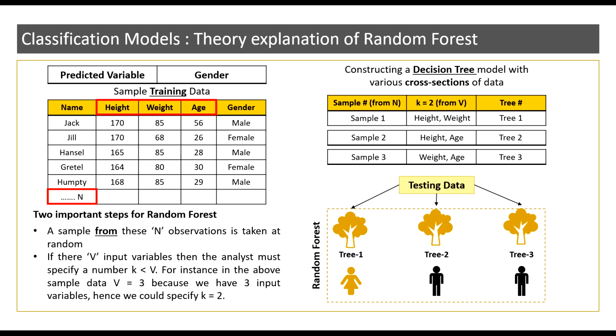Here we observe that for a particular observation in the testing data, tree 1 has predicted female, tree 2 has predicted the gender as male, and tree 3 has predicted the gender as male. Because the majority of the trees have predicted male, the gender of the observation in the testing dataset is predicted as male. Therefore, the advantage of random forest model is that it builds multiple decision trees on smaller cross sections of the data to enhance pattern recognition, thereby increasing the accuracy of the model.